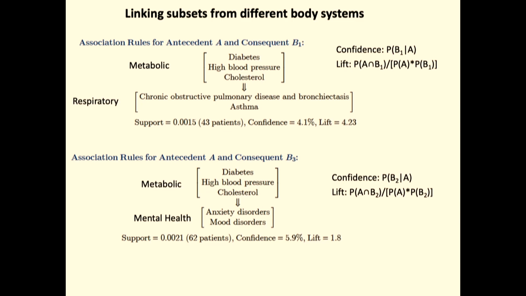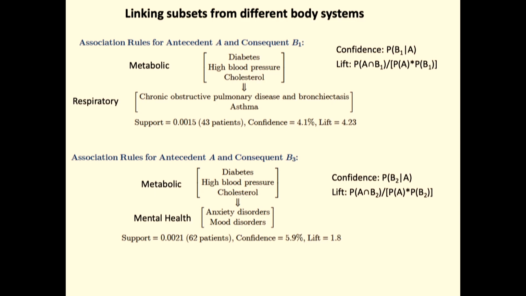You can use measures called confidence and lift, but a simpler way of looking at it is that confidence is nothing but the probability of the consequent given the antecedent. So it's just a conditional probability, or the risk of developing the consequent given that you have an antecedent. Lift is a ratio of the joint probability of the antecedent and consequent divided by the individual probabilities of the antecedent and consequent.